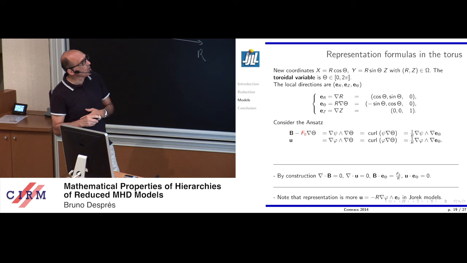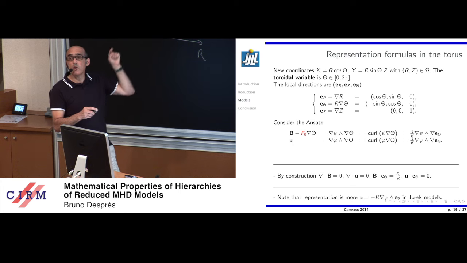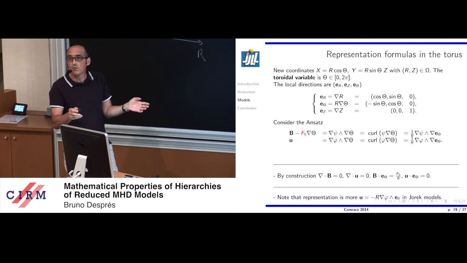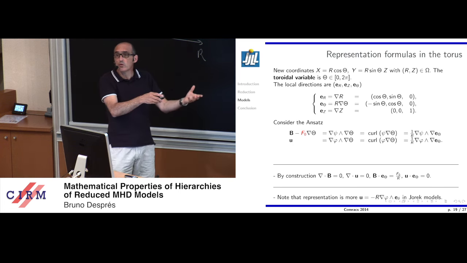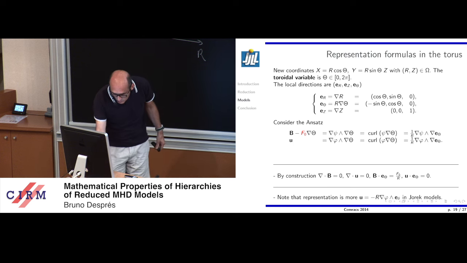But in Jorek and so on, you see here you have 1 over R, but in Jorek, in the first line, it was multiplied by R. So it's not exactly the same representations. There are some reasons for that. It can be changed because the set K is arbitrary. Okay? But I prefer to continue with that. Okay, this is a difference.